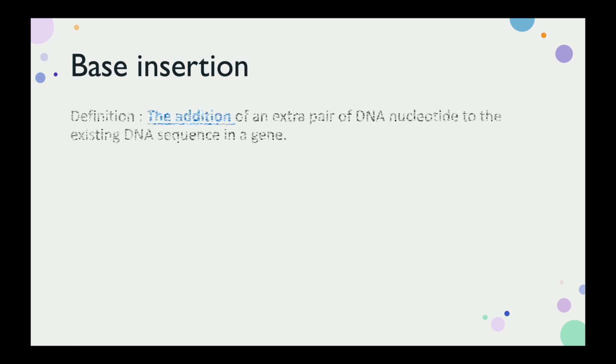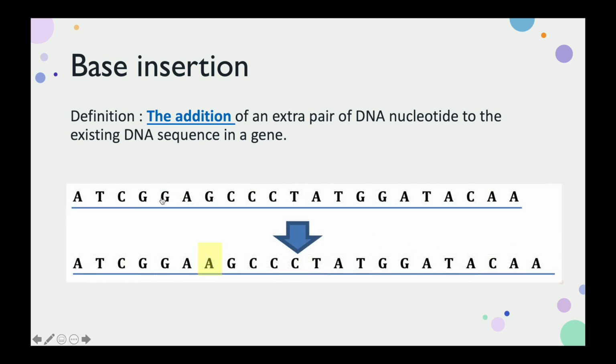Base insertion refers to the addition of an extra pair of DNA nucleotides to the existing DNA sequence in a gene. For example, this is the original DNA sequence of the gene, and this is the DNA sequence after mutation has taken place. As you can see, an additional adenine has been added in between A and G. Once this happens, it causes the base G, C, C, C, T, and all the subsequent DNA nucleotides to be pushed back.